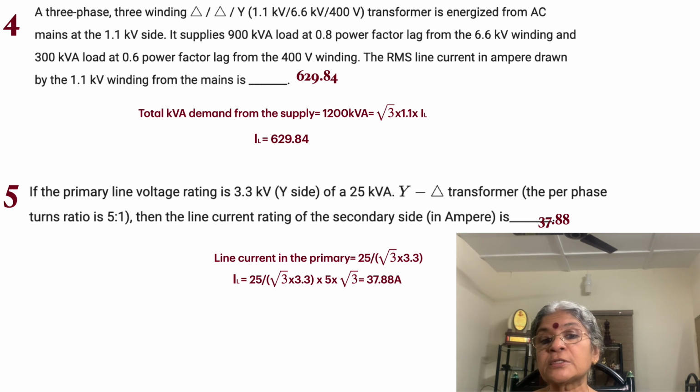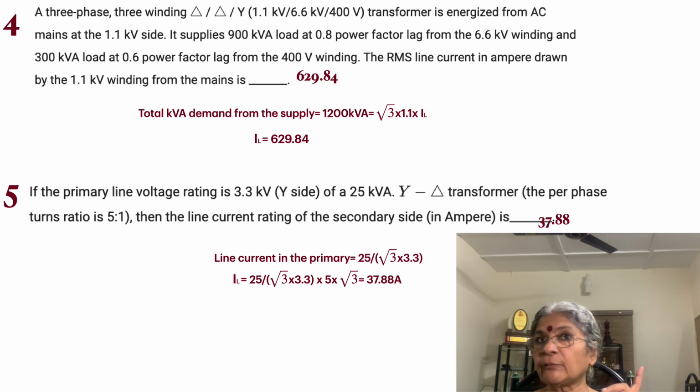Now we go to the secondary side. So now we have the line current, which is the same as the phase current for the star side. So phase current can be immediately brought to the secondary side using the turns ratio. So what do we do? 25 divided by root 3 into 3.3 multiplied by 5, because we are finding out I2 now, not I1. From I1 we move to I2, so multiply by 5 rather than division by 5, which is applicable to voltage. So multiply by 5.